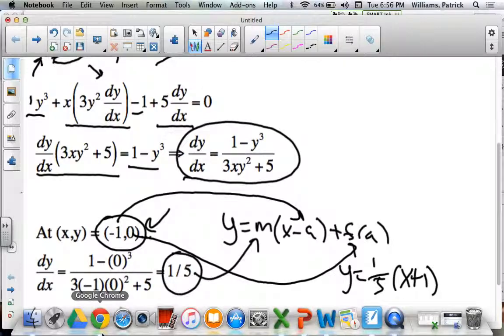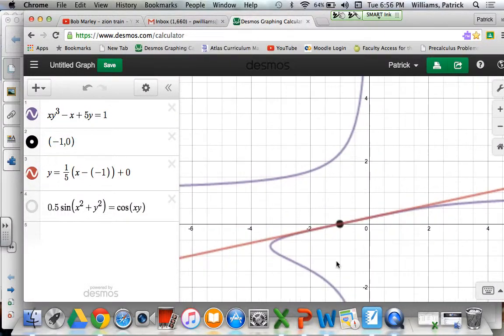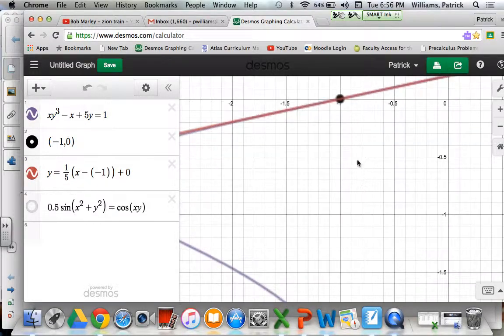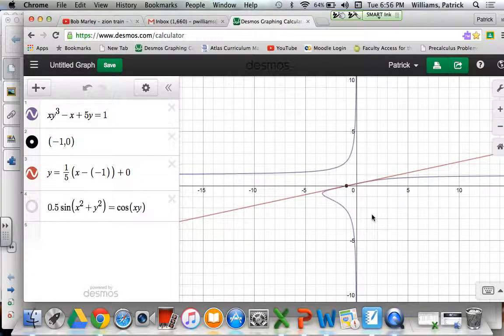So let's go back to our Desmos graph here. And notice, I've got that point already right here, and here's the equation of that line in point-slope form. Check it out. It's the equation of a line tangent to the curve. It still works even for implicitly defined functions. So very, very cool.